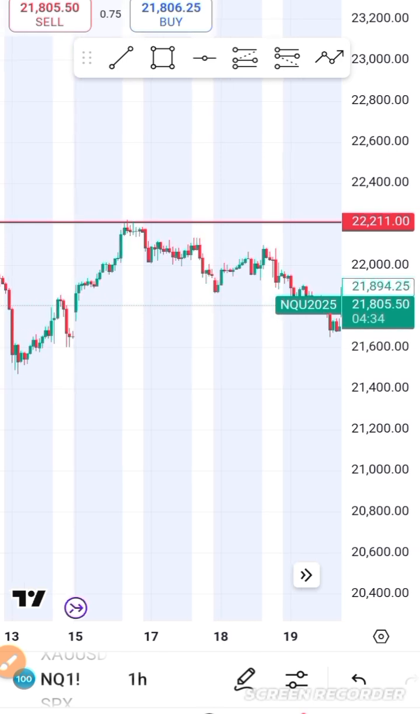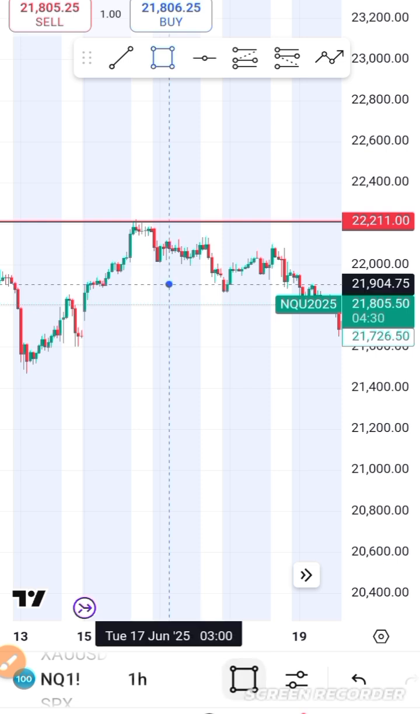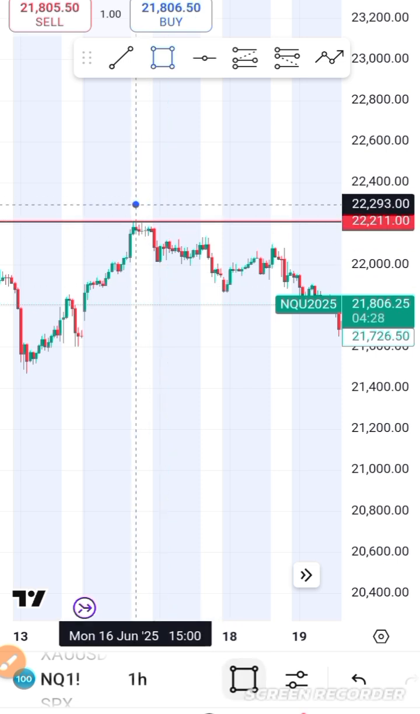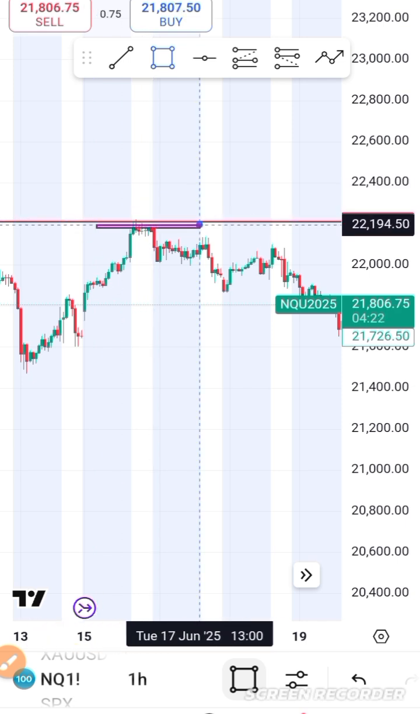So this is Nasdaq 100. We have these things. I call it retracement myself. That's how I call it. I don't know how you call it. So you can put these things here.